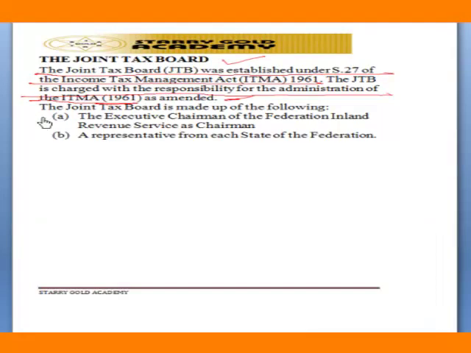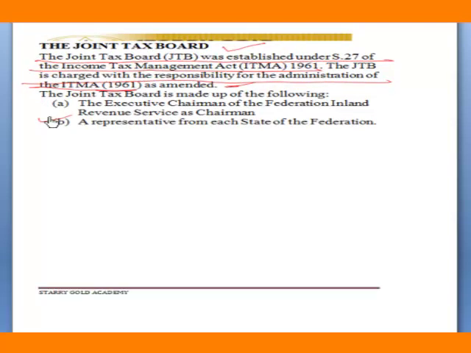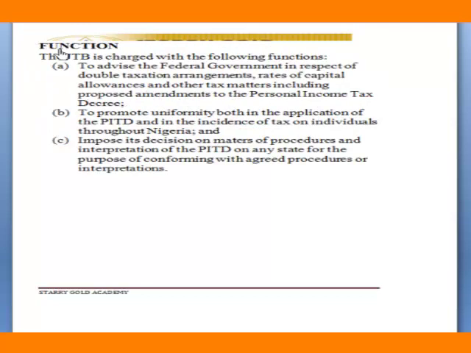Okay. The Joint Tax Board is made up of the following. These are the composition, the constitution of the Joint Tax Board. 1. Executive Chairman of the Federal Inland Revenue Service as chairman, and a representative from each state of the Federation. What are their functions? We have them here. The Joint Tax Board, JTB, is charged with the following functions. 1. To advise the federal government in respect of double taxation arrangement, rate of capital allowances, and other tax matters, including proposed amendment to the Personal Income Tax Decree, now changed to Act.